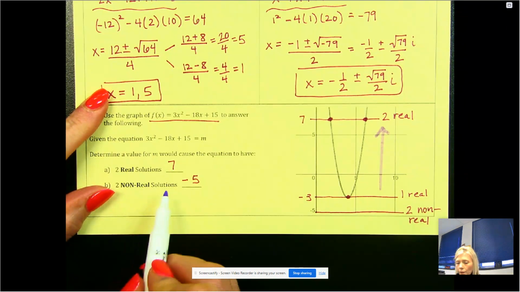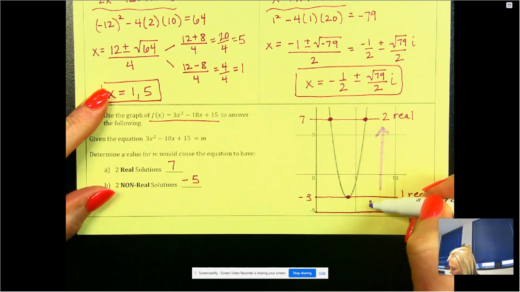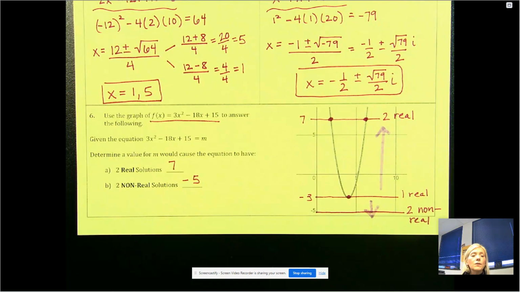And then for non-real, any value below -3. So you could have said like -100. It doesn't have to be on the graph, but just clearly below -3.